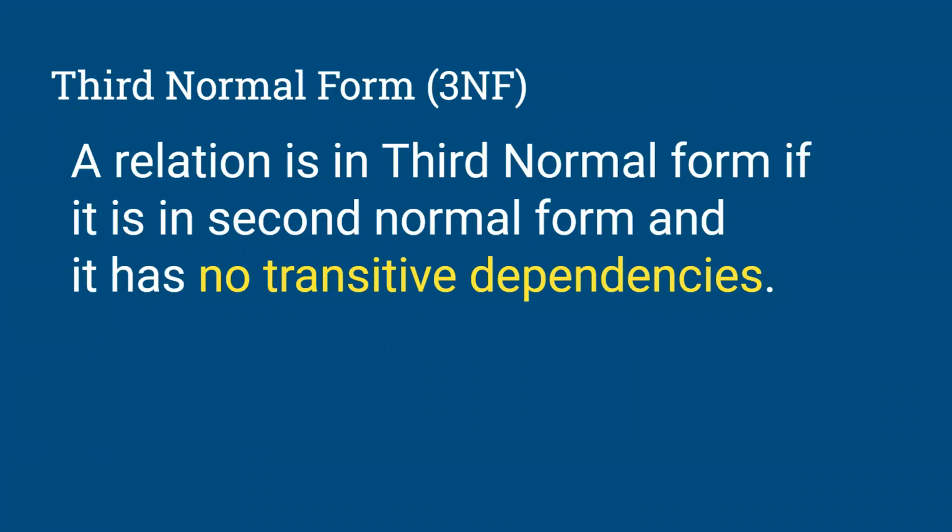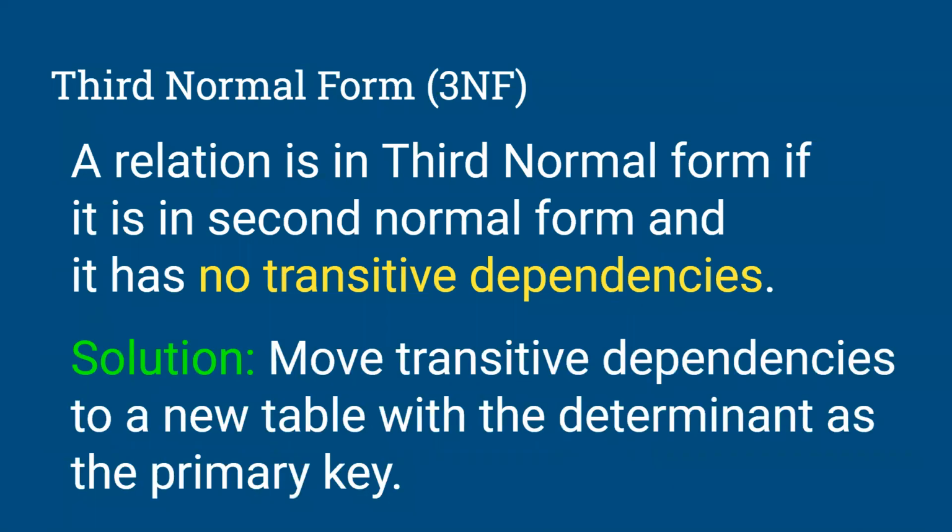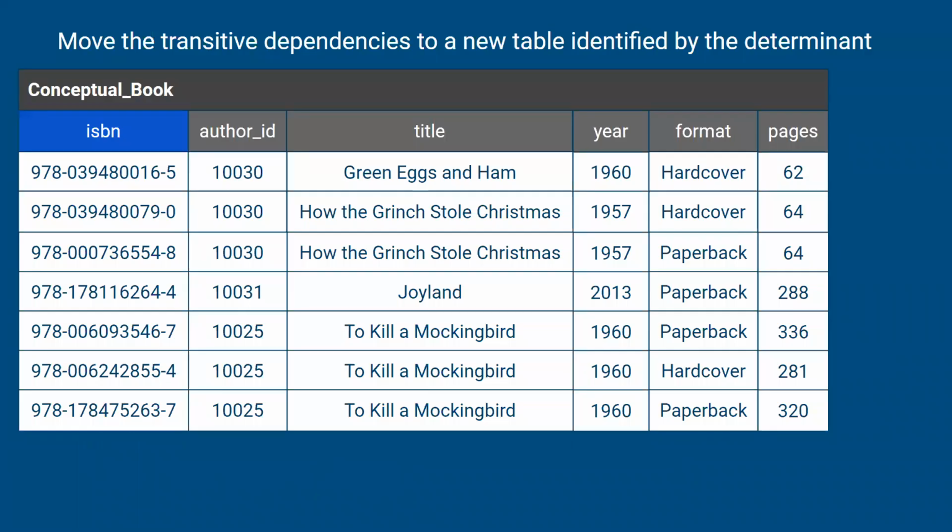Third normal form is second normal form with no transitive dependencies. Good news, the solution here is exactly the same solution as for the partial dependency. What was the solution for partial dependency? New table. We take out the dependents and we make the determinant the primary key. It's exactly the same thing for a transitive dependency. So it's the same process, whether it's a partial dependency or a transitive dependency.